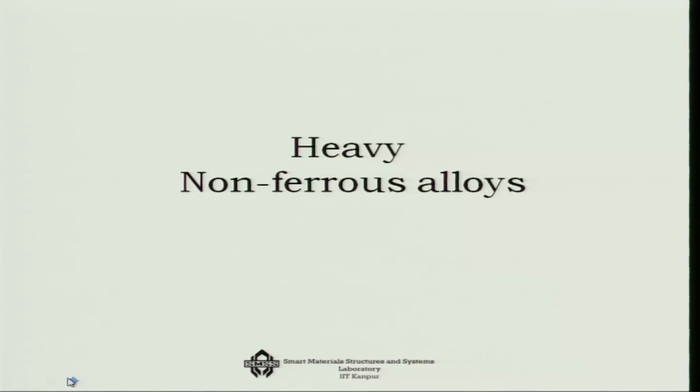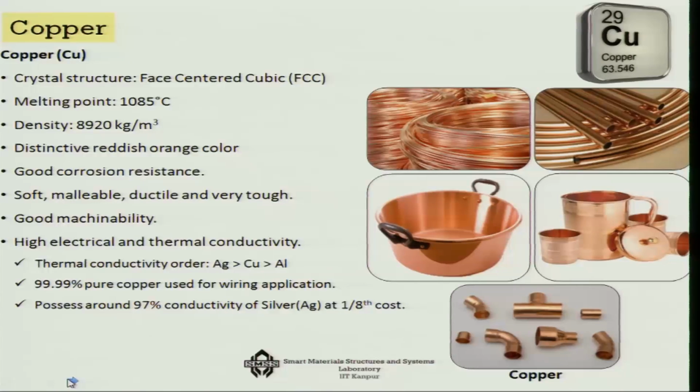Now, zinc has many alloys which we will talk about, particularly when we will discuss other heavy non-ferrous alloys. So, when we will talk about non-ferrous alloys, one of the base materials is actually copper. Now, copper has a face centered cubic structure, FCC, melting point quite high, 1085 degrees centigrade, density wise it is heavier than steel, 8920. It has a distinctive orange color, as you can see the color, okay.